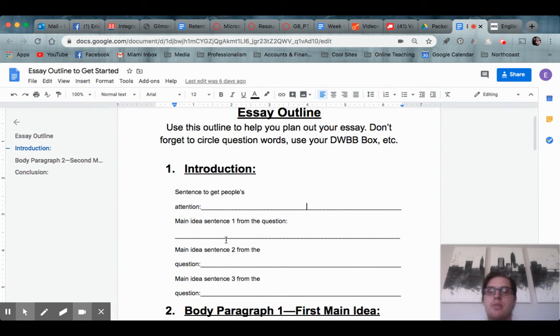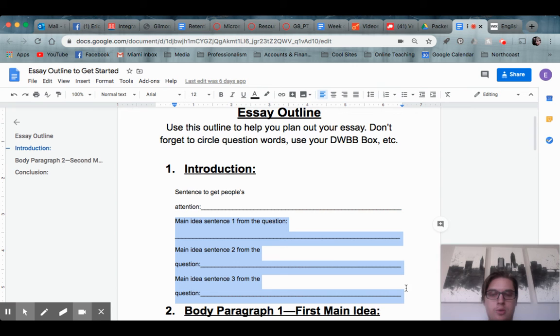Okay, so then below that it says main idea sentence 1 from the question up through main idea sentence 3 from the question. So I'm going to flip back again. I'm using my 6th grade packet as an example here, but the questions are kind of close. So if you're in 7th or 8th grade, you're going to get the point of what I'm saying. In the 6th grade food essay, it says, what is the future food from the title of this story? Okay, that's the first question that it's asking you in this prompt.